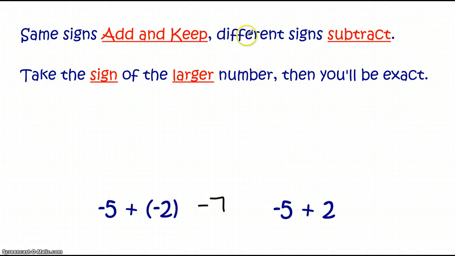Over here, it says different signs subtract. I have a -5 and a +2. They have different signs, so we're going to subtract their value. -5 plus 2, if I take 5 minus 2, that would give me 3, and I take the sign of the bigger number, and it's talking about the one that has the biggest absolute value. We talked about that yesterday, and the -5 has the bigger absolute value, so -5 plus 2 would give us -3.